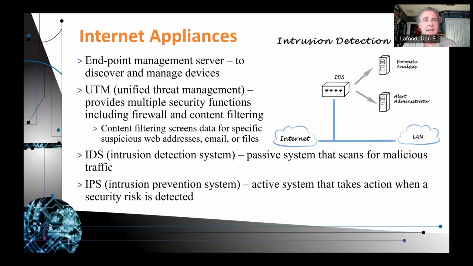UTM, unidentified threat management. UTM provides multiple security functions, including firewall and content filtering. Content filtering screens data for specific suspicious email addresses, email or files. This can stop you from getting someplace that you don't belong. It can also stop people from coming in from places that don't belong on your network.